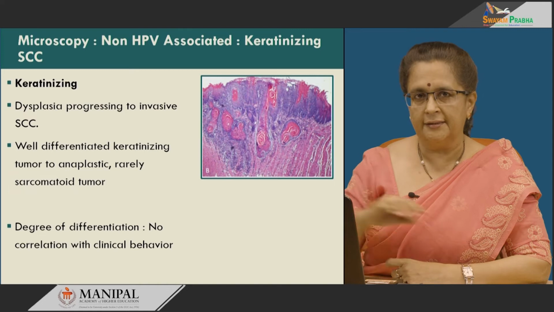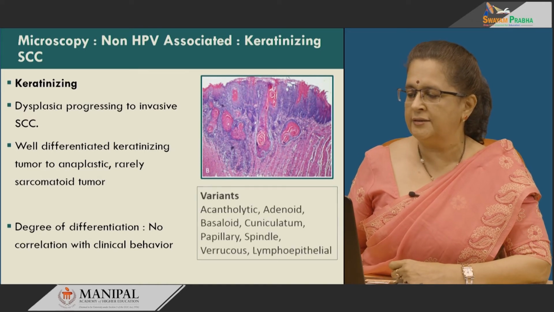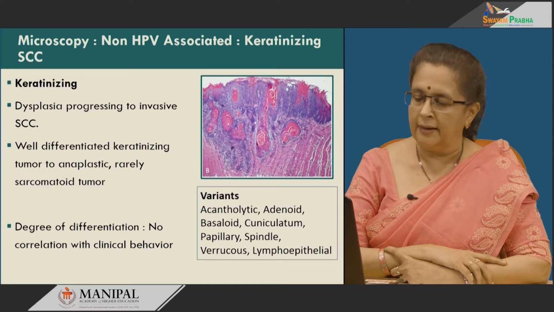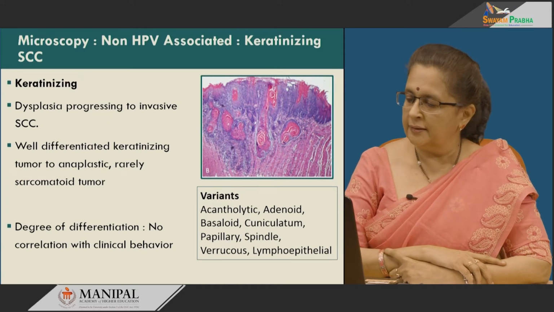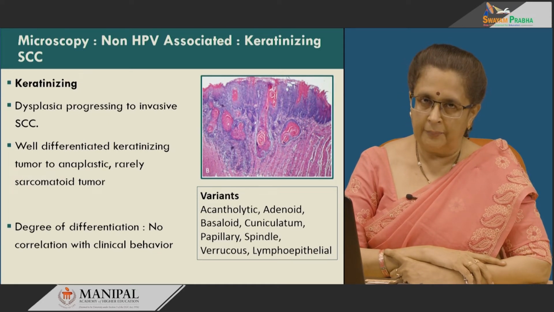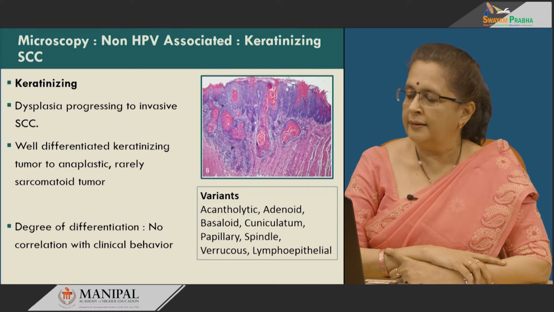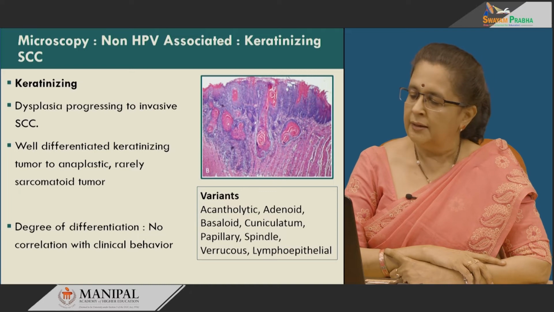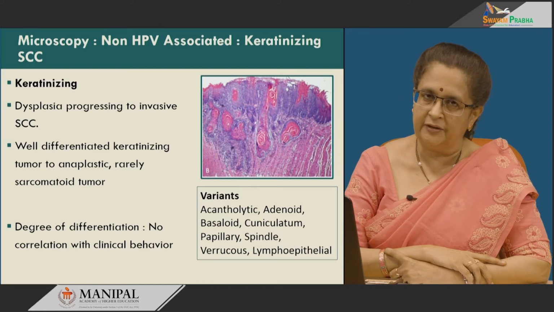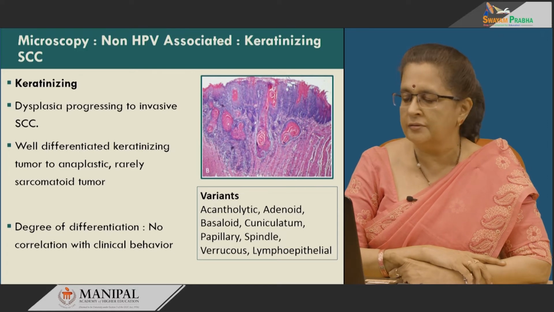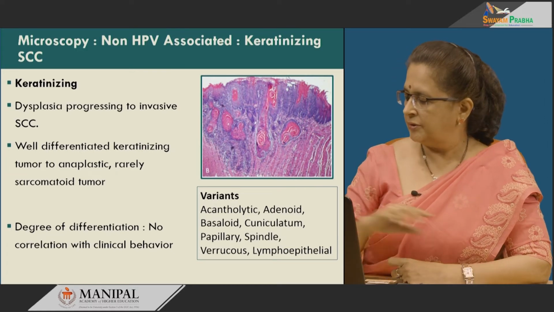Now, over the years we have discovered a number of microscopic variants of these, and these include acantholytic, adenoid, basaloid, then carcinoma cuniculatum, papillary squamous cell carcinoma, spindle cell squamous cell carcinoma, and the lymphoepithelial carcinoma. Verrucous carcinoma is a specific variant of squamous cell carcinoma which has an excellent prognosis. We will be dealing with that later on.